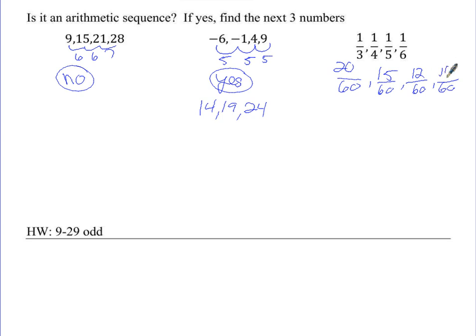10. Now, are we changing the same amount each time? We change 5 60ths here, 3 60ths here, 2 60ths here. Okay? No. Does it mean there's not a pattern? No. There's still a pattern. It's just not an arithmetic sequence.